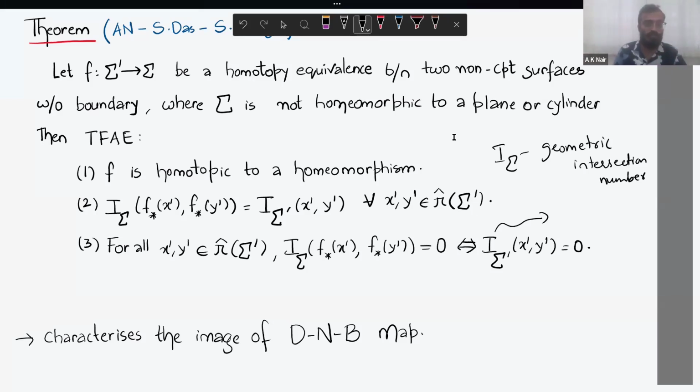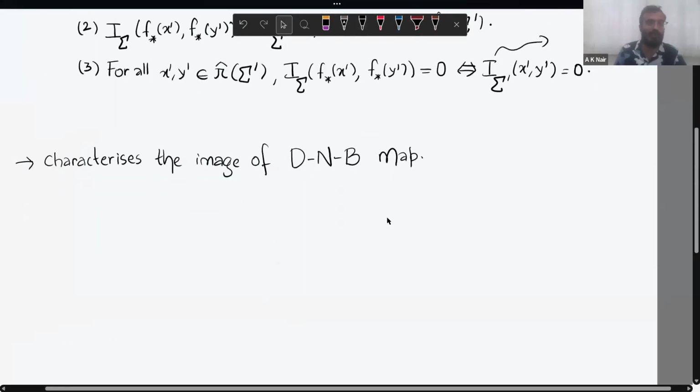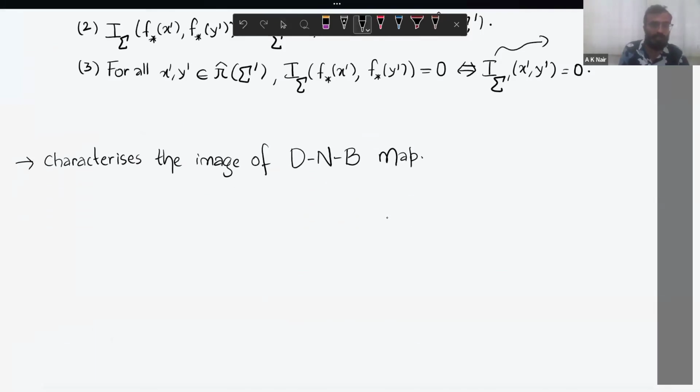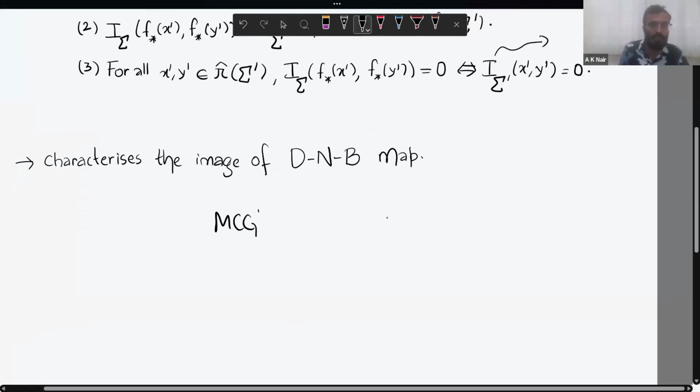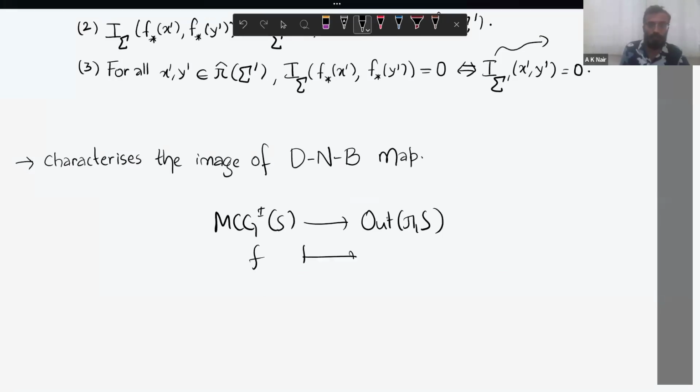Right? So that is what this theorem is, and it also characterizes the image of the Dehn-Nielsen-Baer map. The Dehn-Nielsen-Baer map is basically MCG plus, the thing I wrote down in the beginning. This is the Dehn-Nielsen-Baer map: f goes to f star. So in the case of infinite type surfaces, this characterizes the image. So which elements in Out(pi_1) would be induced by homeomorphisms? Those are the ones which preserve the Goldman bracket.